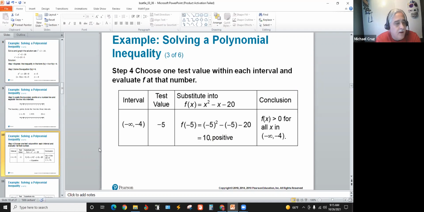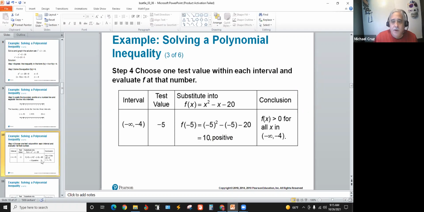So what we can conclude then is that between negative infinity and negative 4, that's part of our solution because we just found it's greater than. Now, this is going to connect to something a little bit more interesting in a bit about what this means. But that's part of the solution right there.